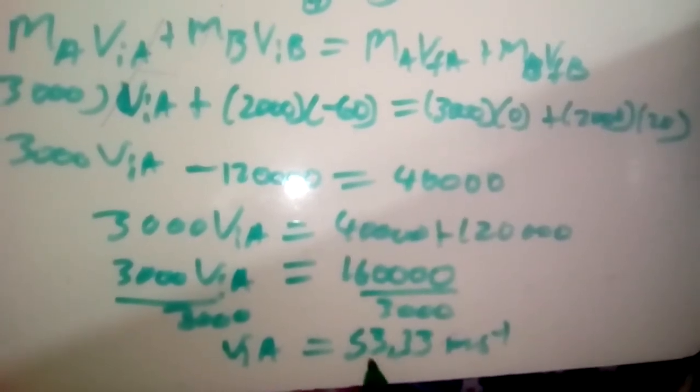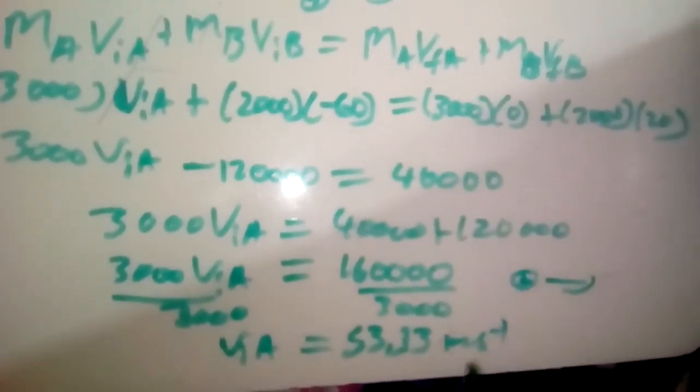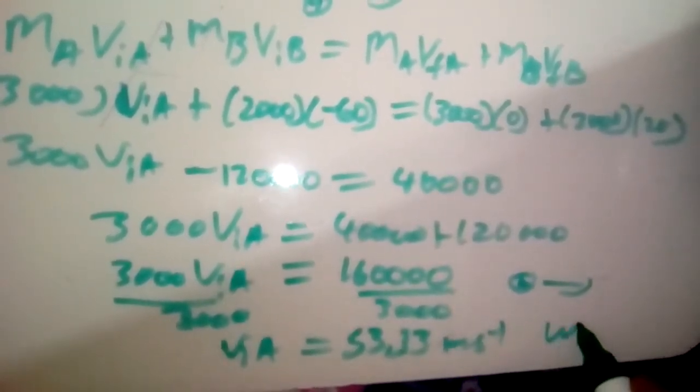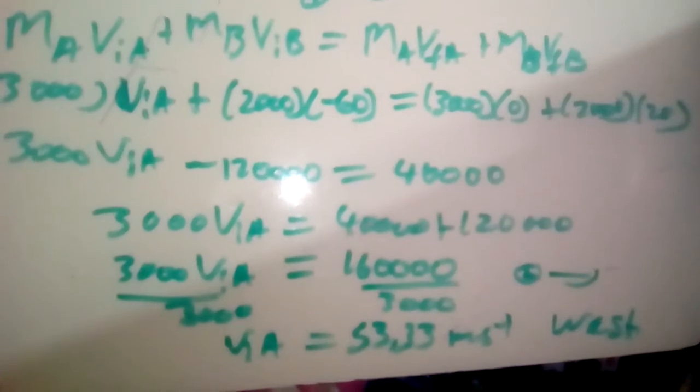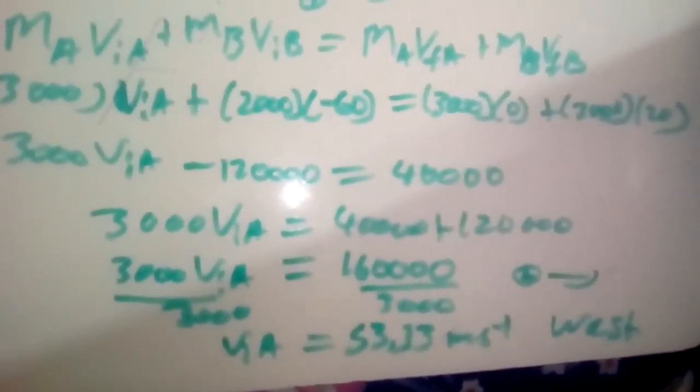So since the answer is positive, it means it was traveling to the west, because I chose my west as positive, right? So I'm going to say west. You have to specify your direction. Velocity is a vector. Vector meaning it's got magnitude and direction.